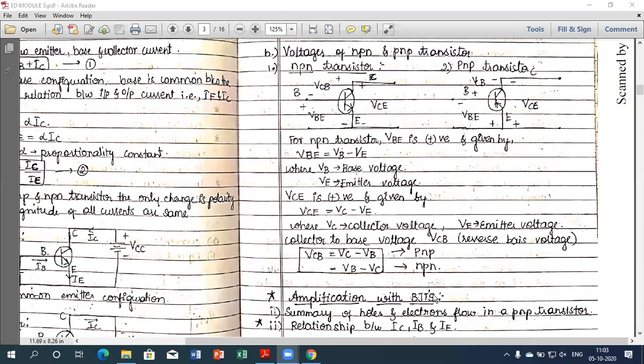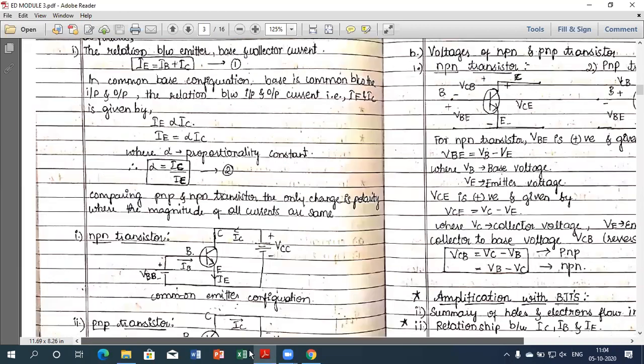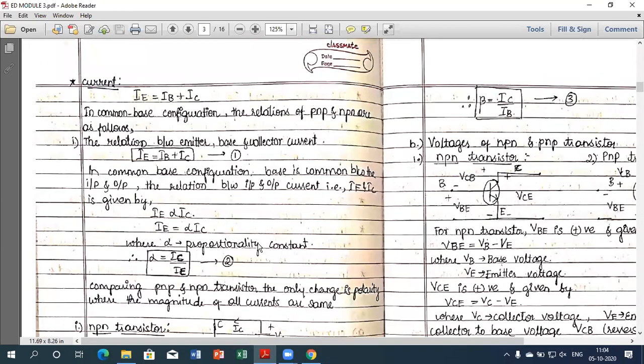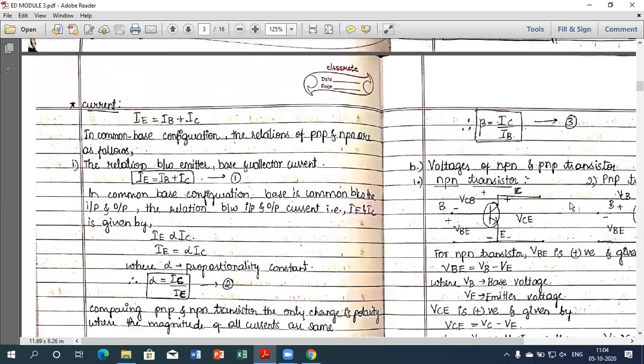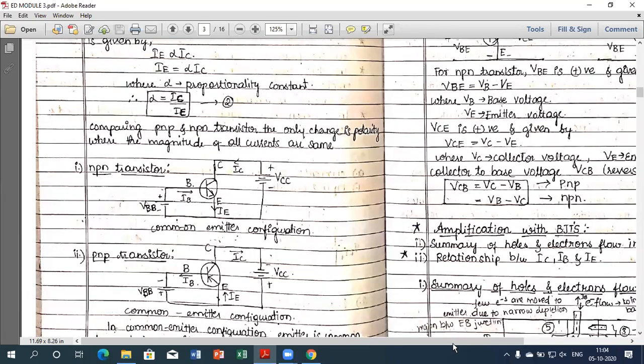Whereas for PNP it is exactly the opposite, VC minus VB. So I hope this is clear about the voltages of NPN and PNP transistors. Now remember these voltages and these currents, which are very important in solving problems. Okay, hope it is clear for everyone.